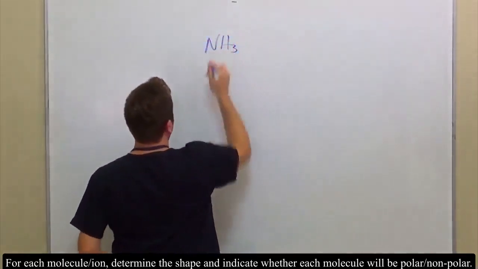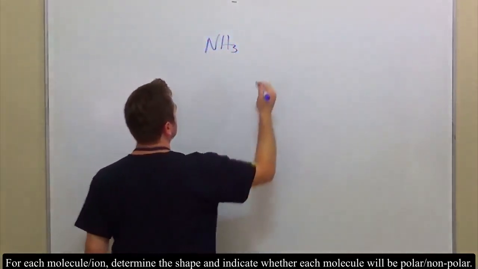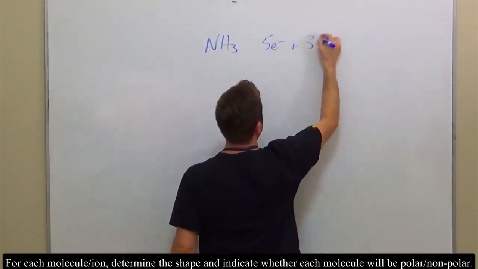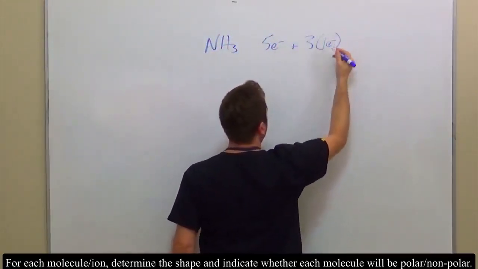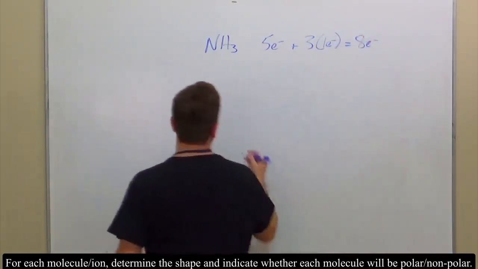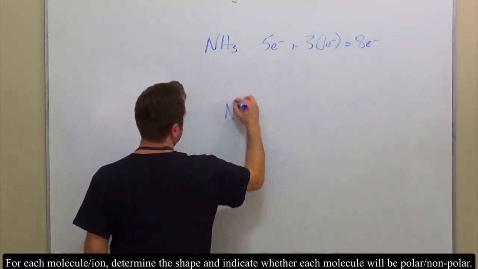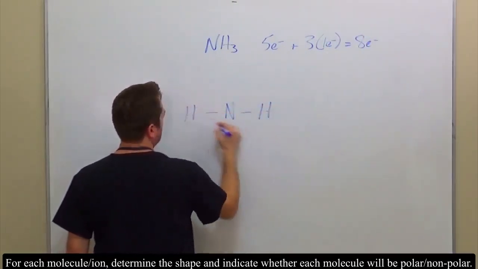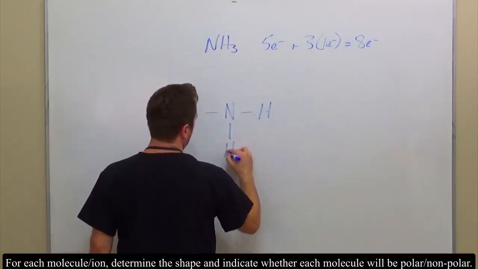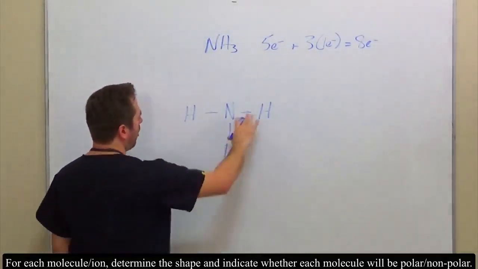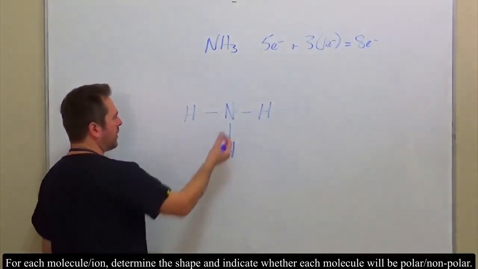NH3 is our molecular formula, and nitrogen is in group 5. So it's 5 valence electrons plus 3 times 1 for the hydrogens, and you're looking at a total of 8. Okay, so let's draw our nitrogen as the central element. We'll just connect it to the 3 hydrogens. Remember, hydrogens only are satisfied when they have a duet, just 2 electrons in their outermost shell. All these hydrogens are satisfied at this point, but what about the nitrogen?